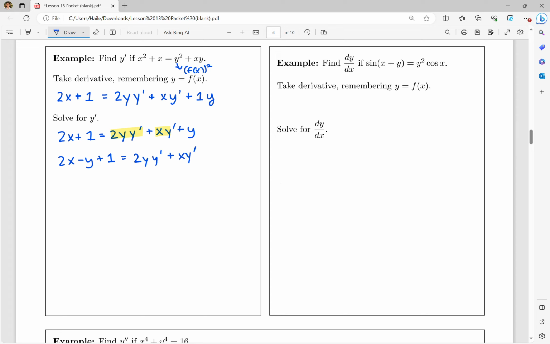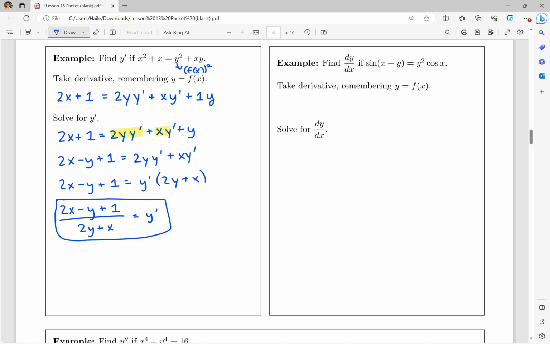And now I can factor out the y prime. So I have 2x minus y plus 1 is equal to y prime times 2y plus x. And for my final step, I can divide by that entire factor on the right side that is not y prime. So my final answer is 2x minus y plus 1 over 2y plus x is equal to y prime. So this is my derivative.